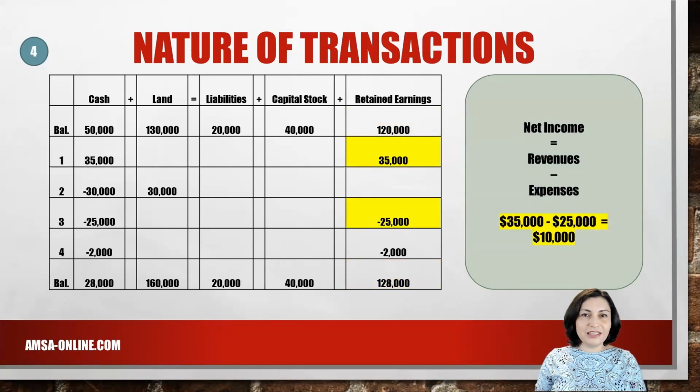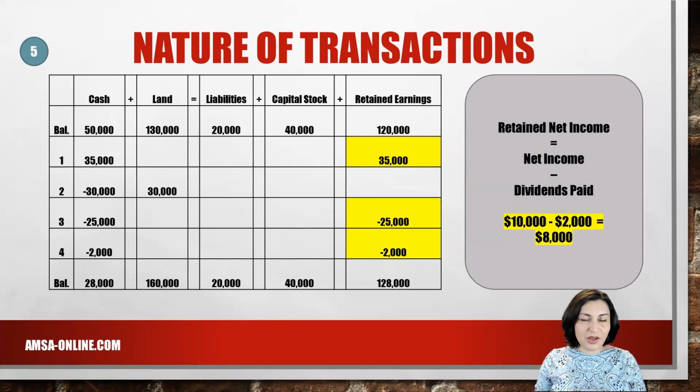Now, let's calculate net income for the month. Net income is calculated by subtracting expenses of $25,000 from revenues of $35,000. This results in net income of $10,000. To calculate the amount of net income that is retained in the business, we will subtract the amount of dividends from net income. Dividends of $2,000 subtracted from net income of $10,000 indicates that the amount of net income retained in the business is $8,000.